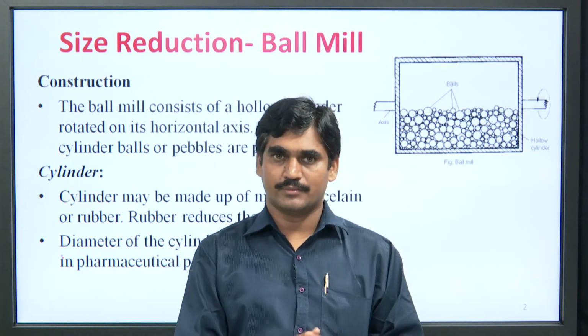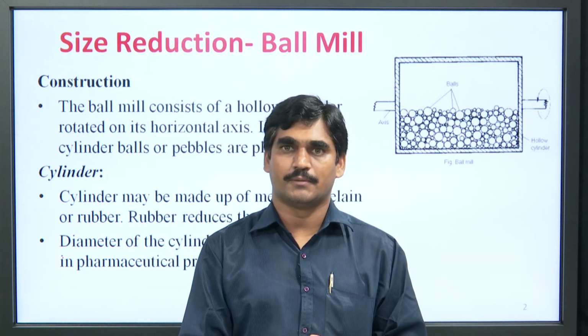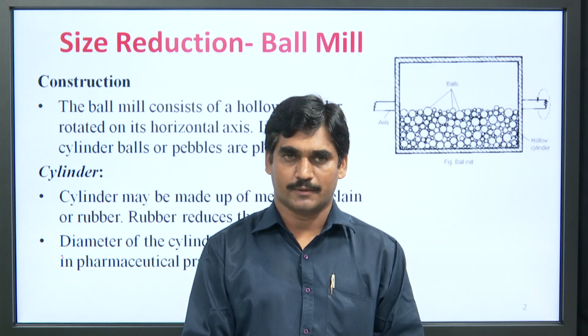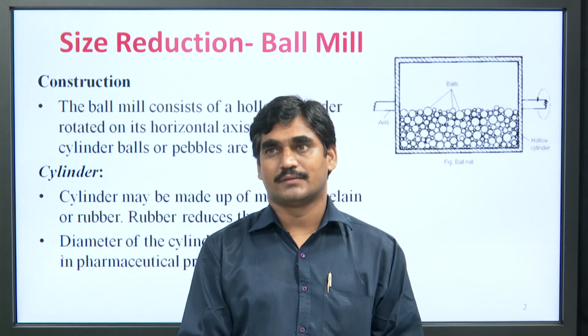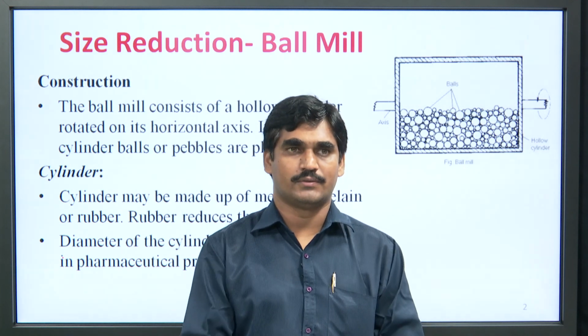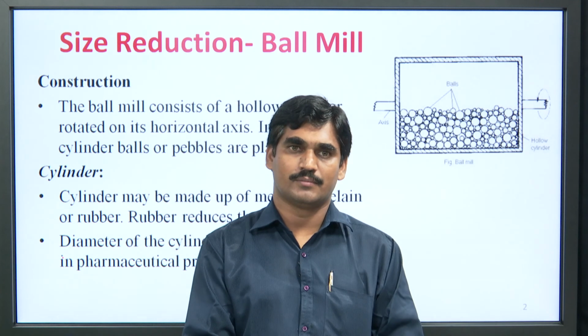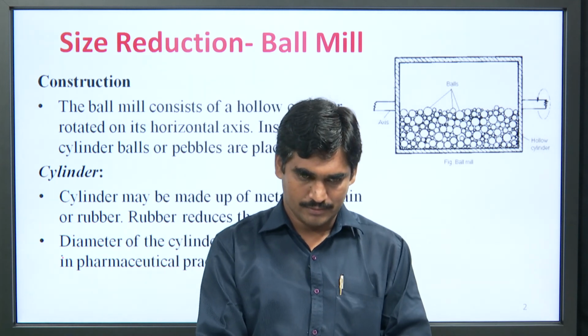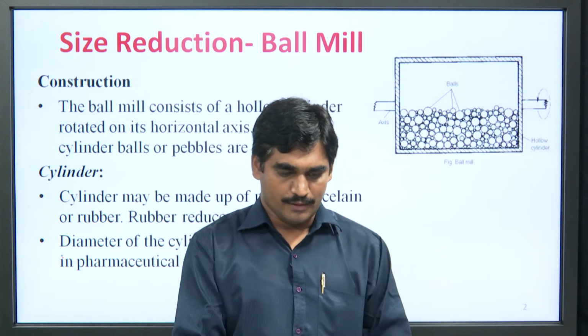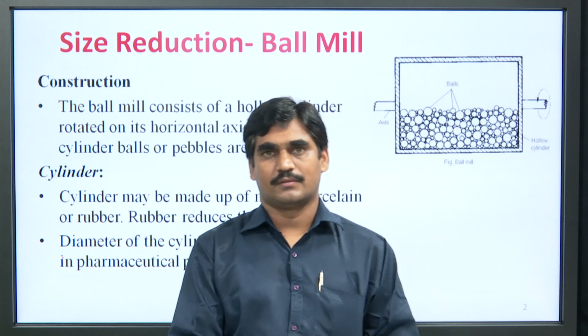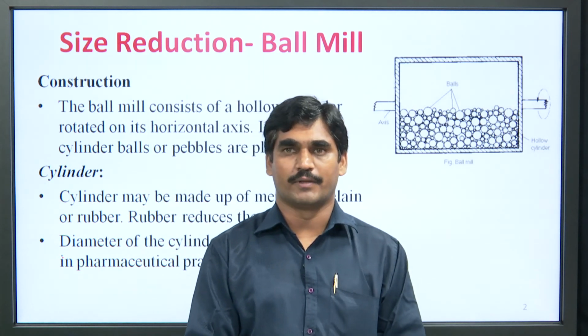There are four mechanisms: cutting, compression, impact and attrition. Besides this, four theories are there which are applicable to the size reduction process: Rittinger's theory, Kick's theory, Bond's theory and Walker theory. Now, size reduction with the help of ball mill.